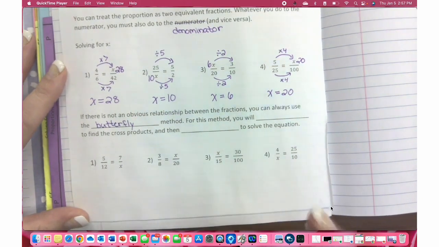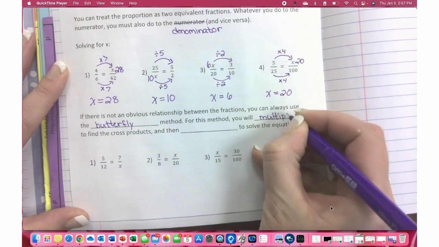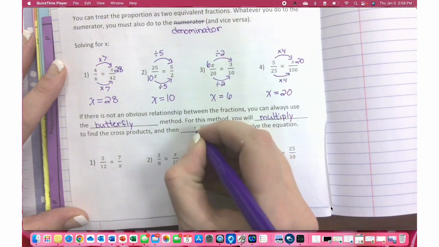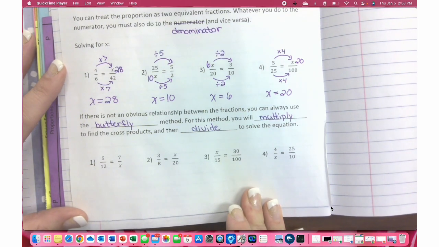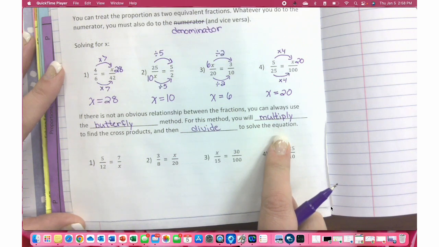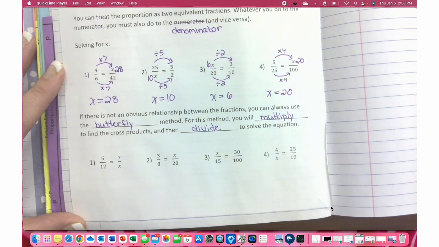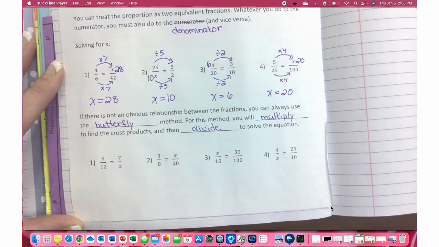For this method, you will first multiply to find the cross products. So that's where you're doing your cross multiplying. And then you will divide to solve the equation. Notice I haven't talked at all about an equation yet, but we're actually going to end up creating an equation when we cross multiply. So you're going to cross multiply and then divide. That will be the pattern of how to solve our proportions if it is not a clear-cut pair of equivalent fractions.